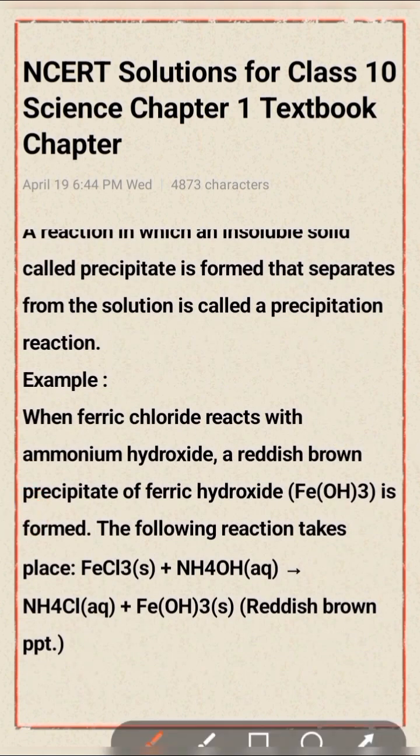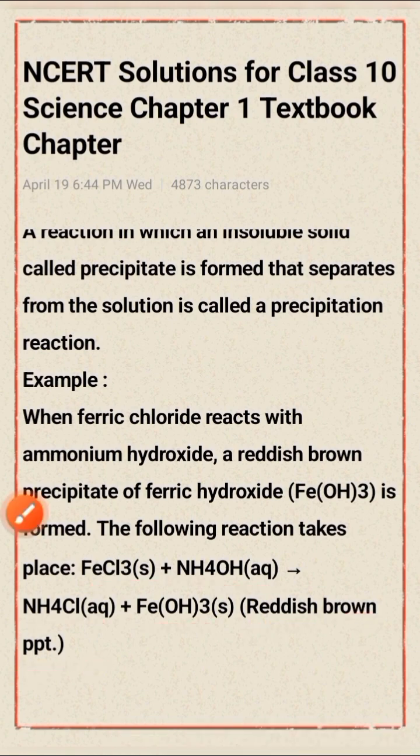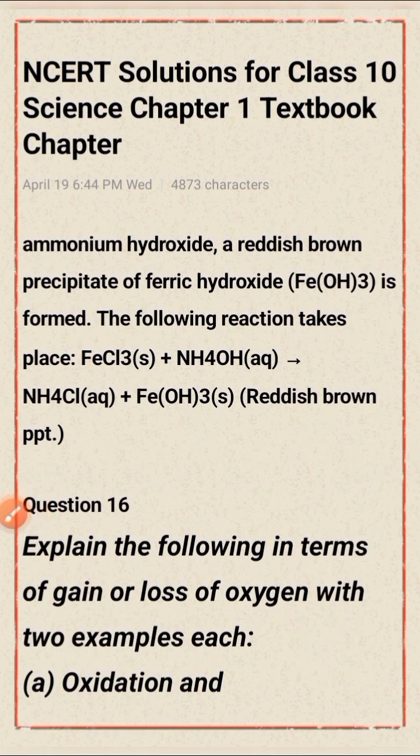formed. The following reaction takes place: FeCl3 solid plus ammonium hydroxide NH4OH aqueous forms ammonium chloride salt NH4Cl aqueous and ferric hydroxide Fe(OH)3 solid. This is the precipitate product, reddish brown. Okay. Next part, that is question number 16.